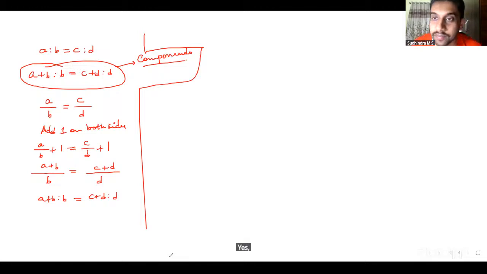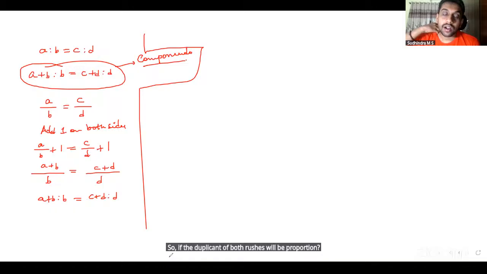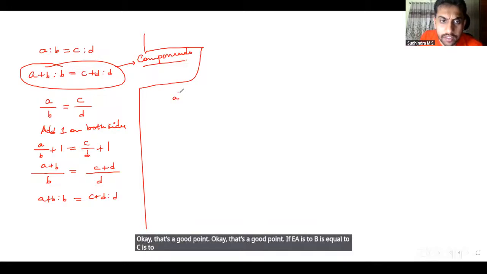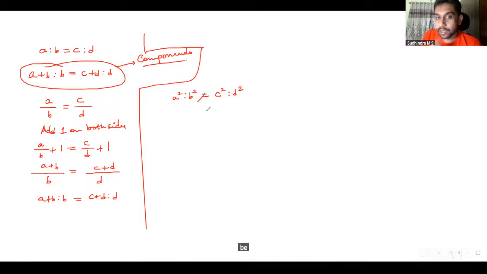Yes, Jivan. Sir, will the duplicate of both ratios be in proportion? Duplicate of both ratios meaning, if A is to B equals C is to D, then A square is to B square equals C square is to D square? That's a good point. If A is to B is equal to C is to D, will A square is to B square and C square is to D square be in the same proportion?